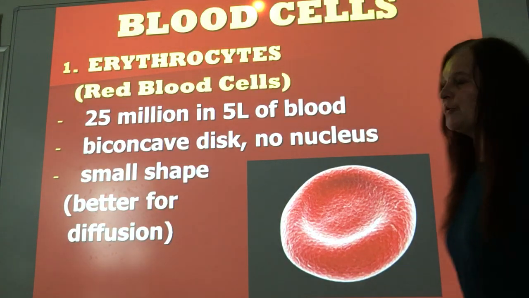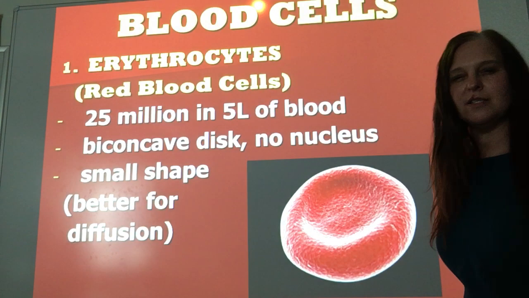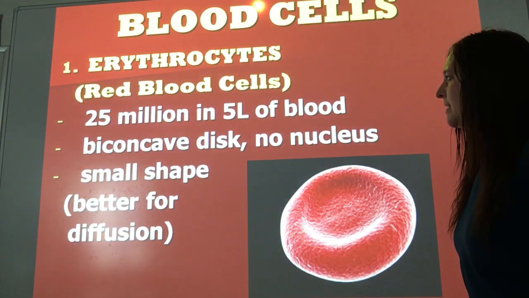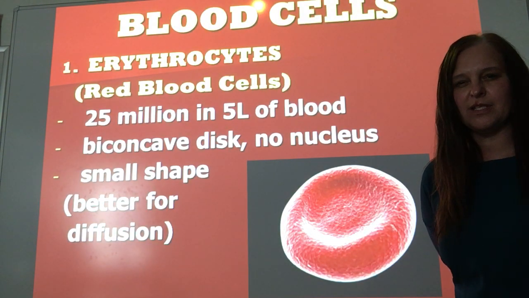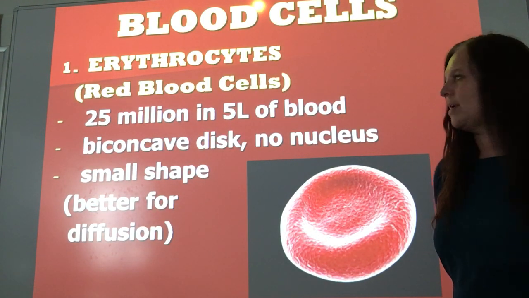Now, blood cells. So we just said there's 3 different types of blood cells: red blood cells, white blood cells, and platelets. The rest of today's lesson, we're just going to focus on red blood cells, and your assignment today is just focusing on red blood cells. Your next lesson will focus on the platelets and the white blood cells.